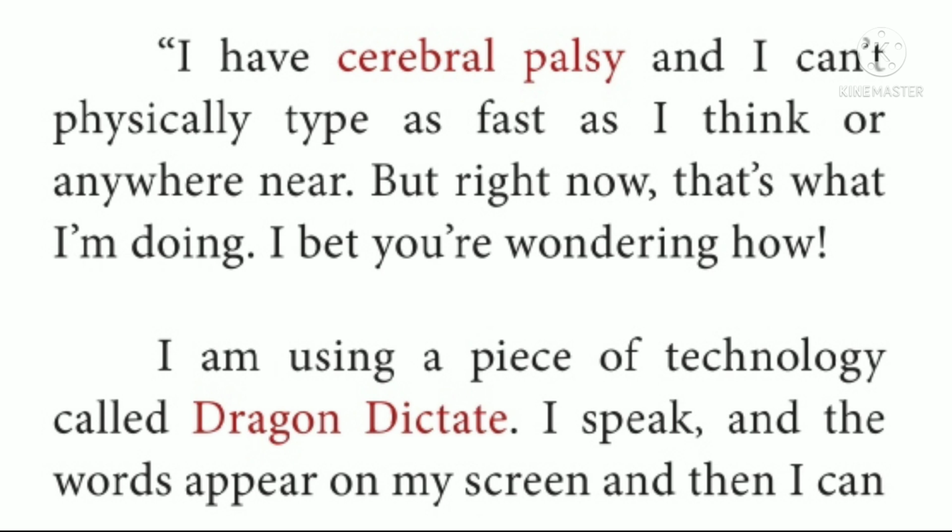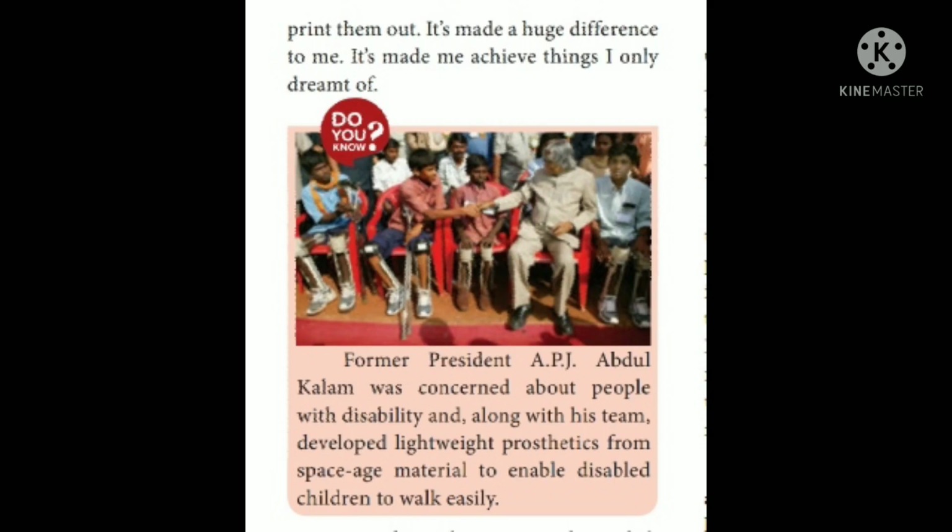Technology has made her achieve things only she dreamt of. It has made a huge difference to me. It's made me achieve things I only dreamt of. And in this picture, we can see small disabled children. Former President APJ Abdul Kalam was concerned about people with disability and, along with his team, developed lightweight prosthetics from space-age material to enable disabled children to walk easily. And it is given here.